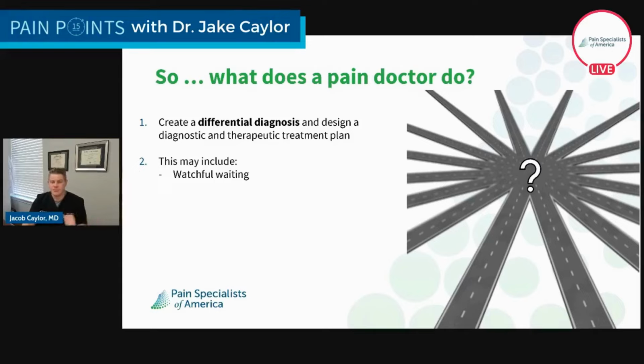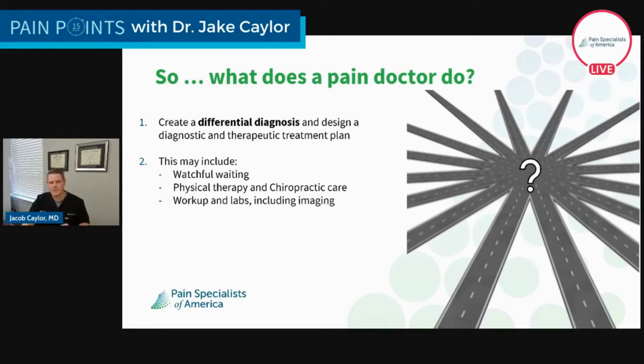And this can include watchful waiting. Like I said, there's nothing wrong with waiting. It's monitored waiting. It's having a plan in place so that if waiting fails, we're not now waiting another 3 months before we're doing something about it. So it's about creating a plan. And physical therapy, chiropractics are part of this.